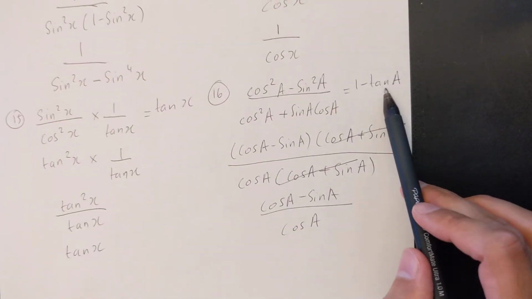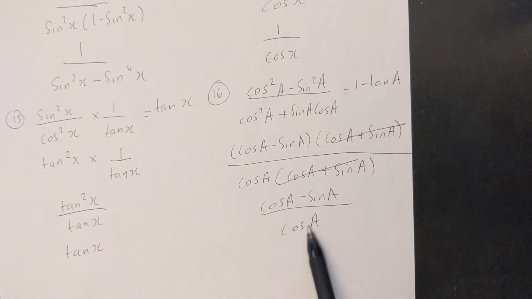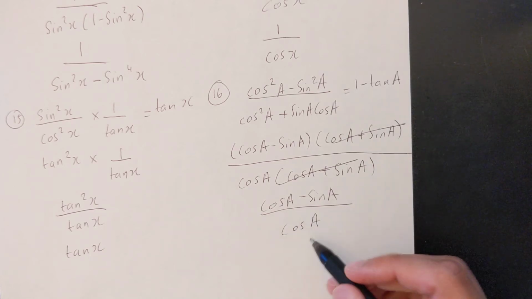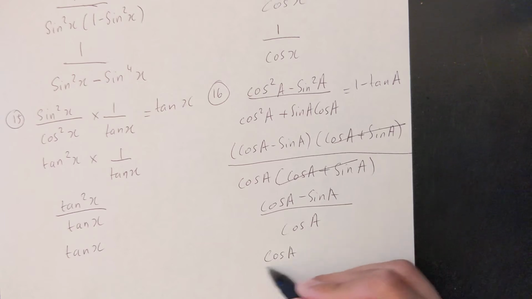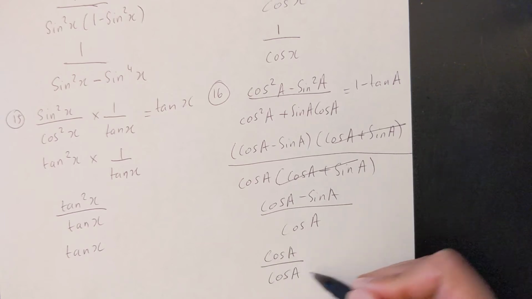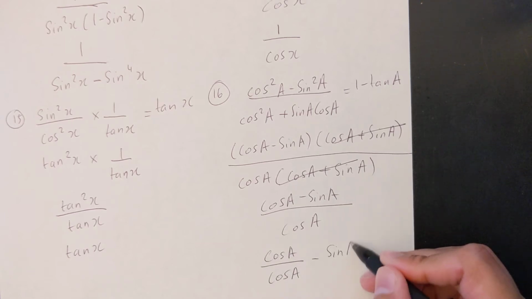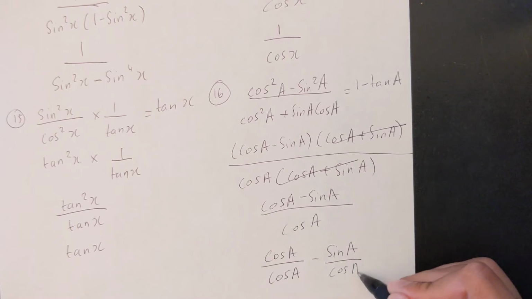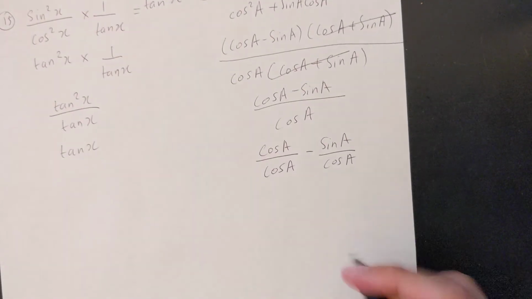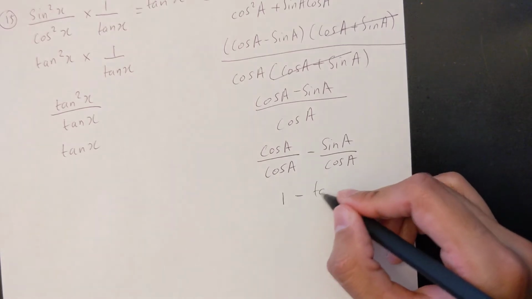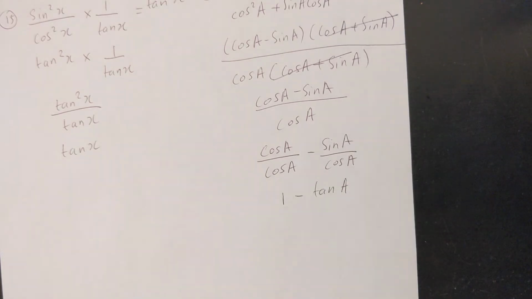Now in order to get the other side here, I need to split my denominator. You can only do this when you have one term on the bottom, nothing being added or subtracted. So I'll split it into cos a over cos a minus sine a over cos a, which is just 1 minus tan a, which is the other side.